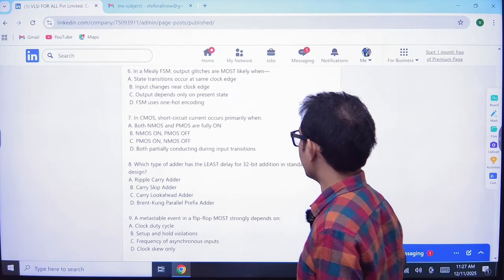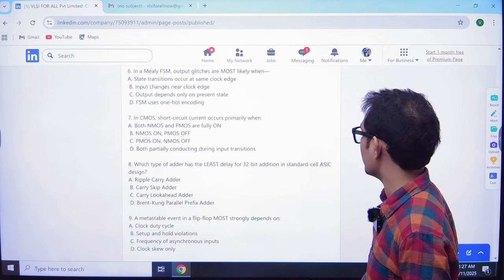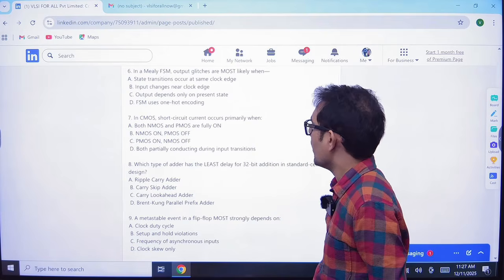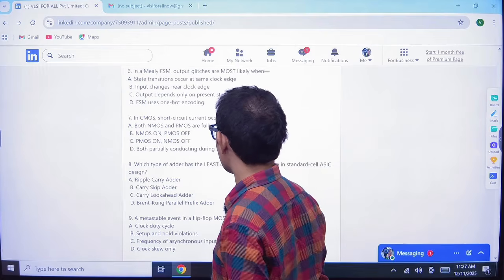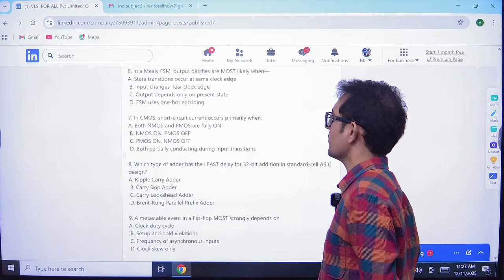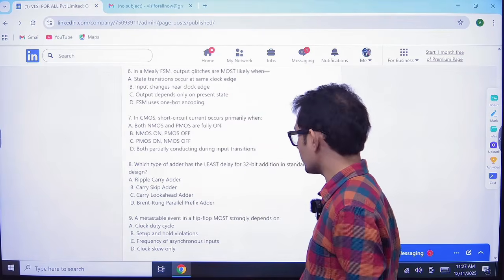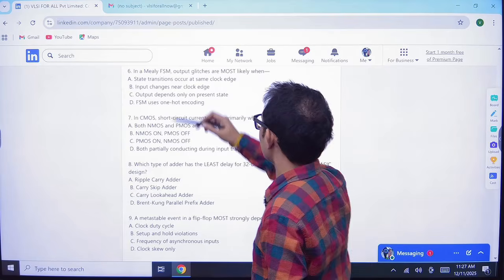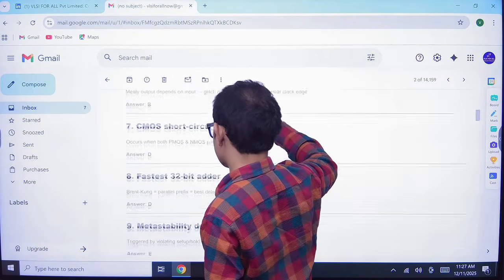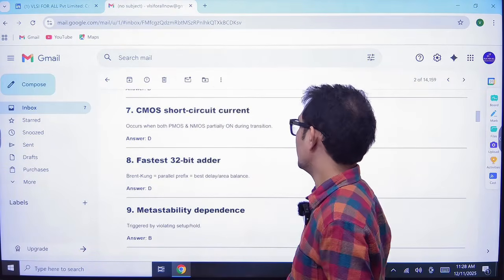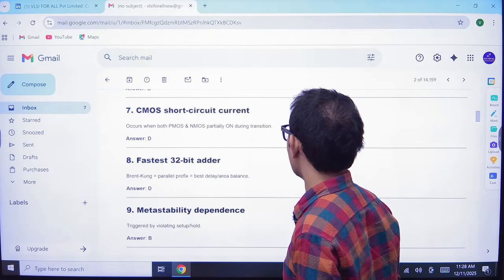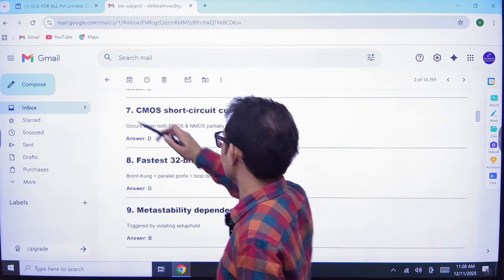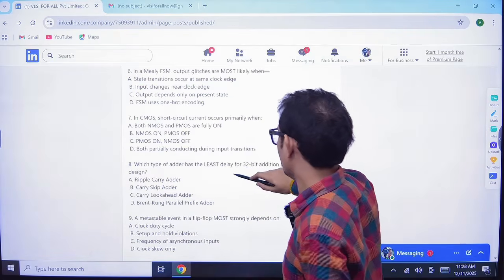Okay. In CMOS, short circuit current occurs primarily when? NMOS is on, PMOS is off; PMOS is on, NMOS is off; both are partially conducting through the input transistors. So the correct answer is D. It occurs when both are partially on during the transition.